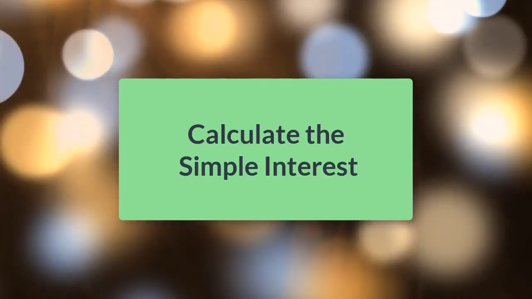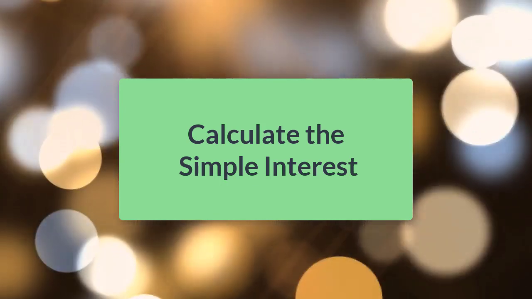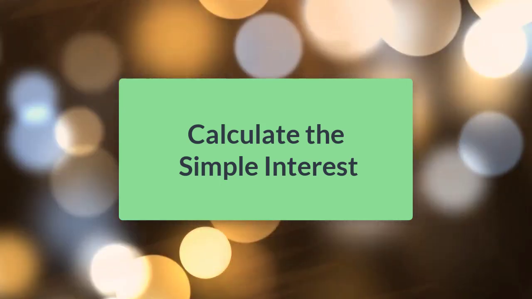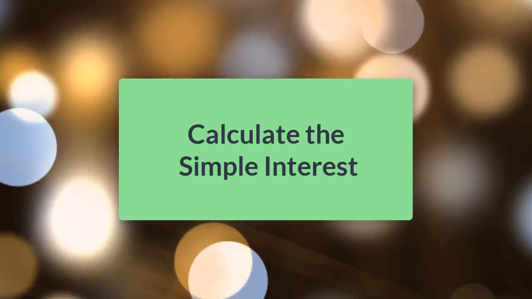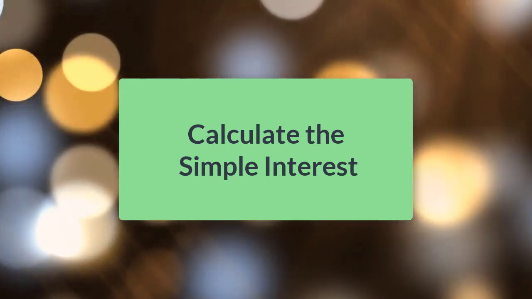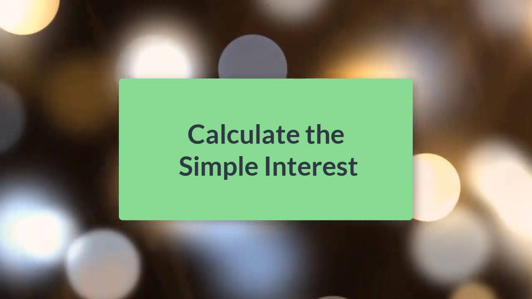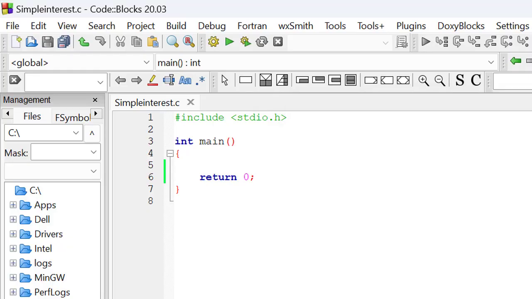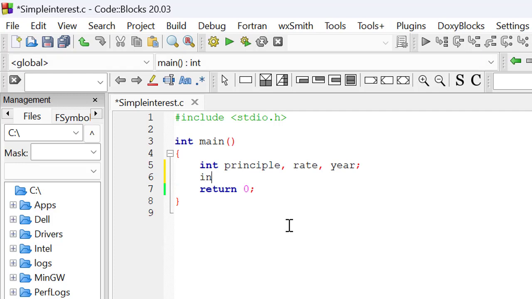We will see a new program to calculate the principal amount, simple interest. Let's save this program as simple interest.c. So here to calculate simple interest we require principal amount, then rate of interest and year. These three values, then again integer.